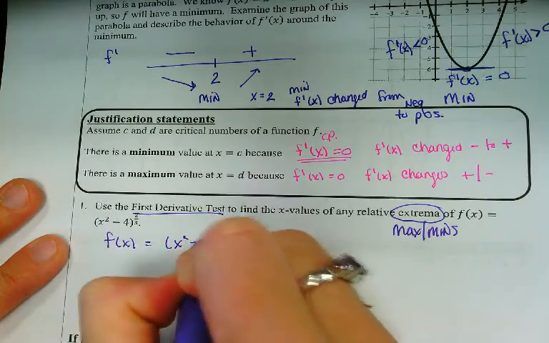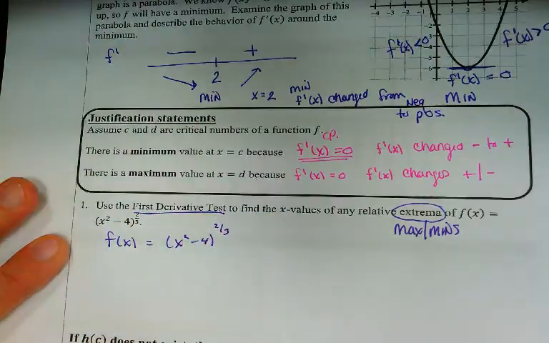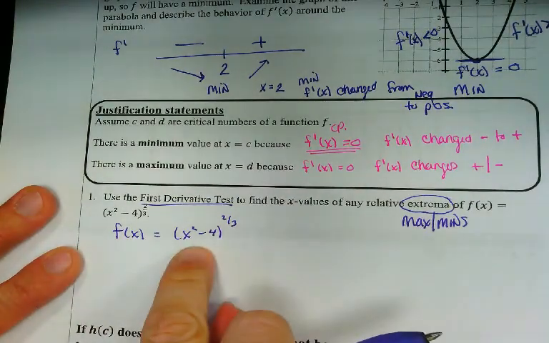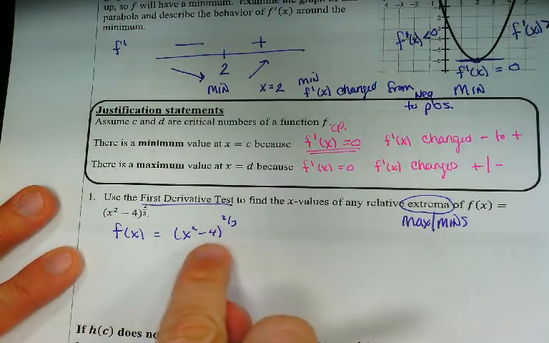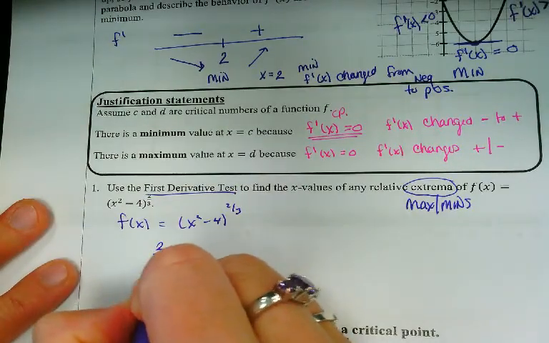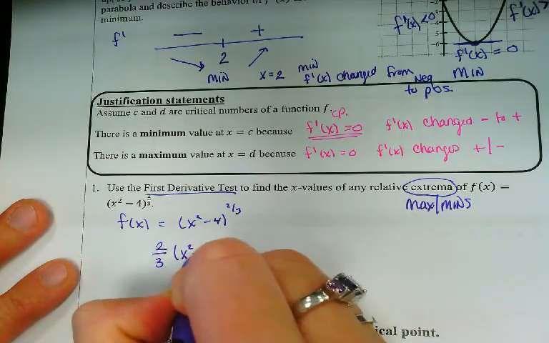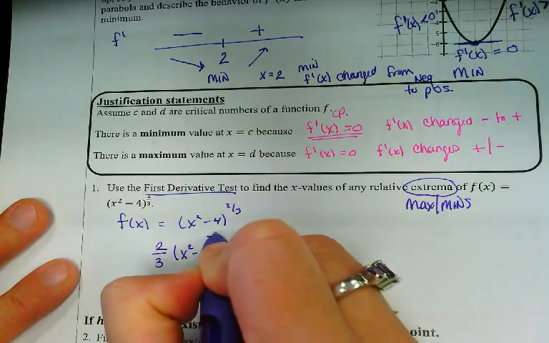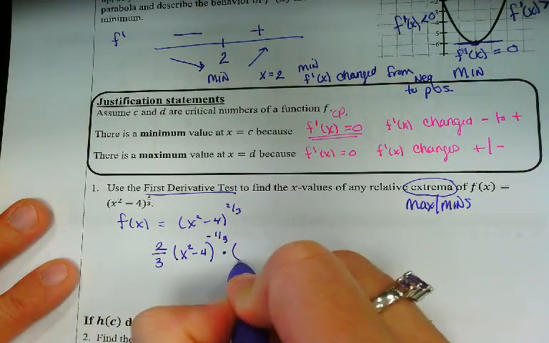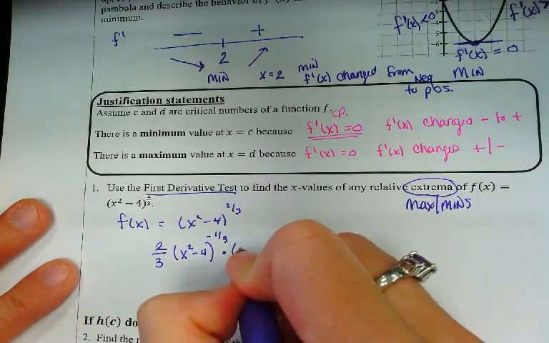Just rewriting my function because I wrote over it. All right, so I want to find my critical points by taking the derivative and setting it equal to 0. So again, what rule am I using? Chain. So 2/3 times x squared minus 4 to the negative 1/3. So that's my power, and then times the derivative of the inside is the chain, so times 2x.